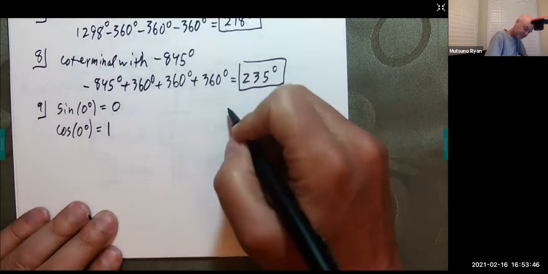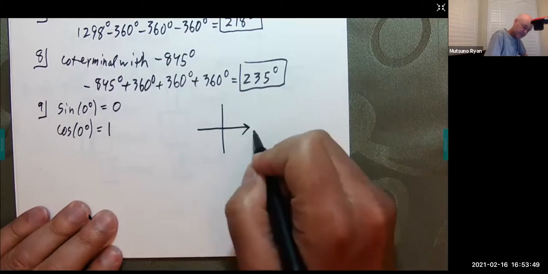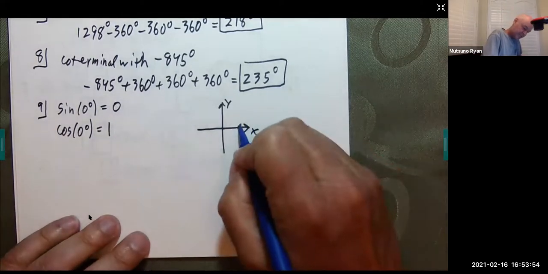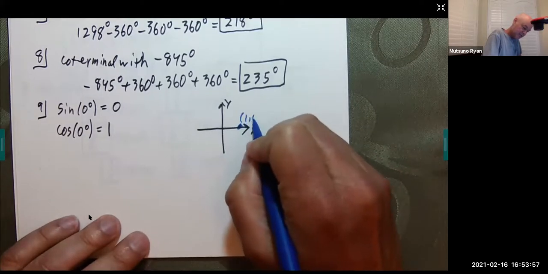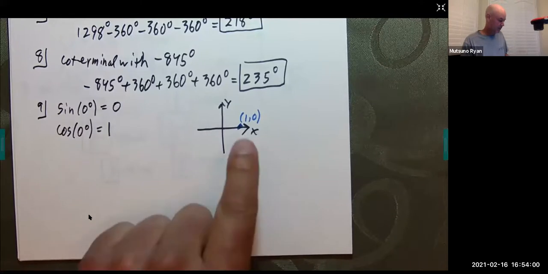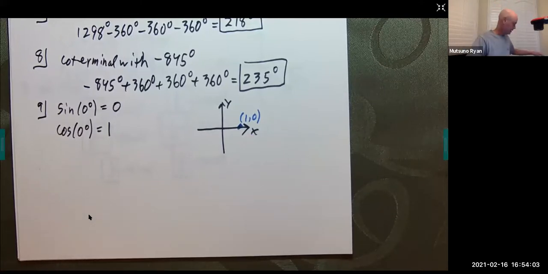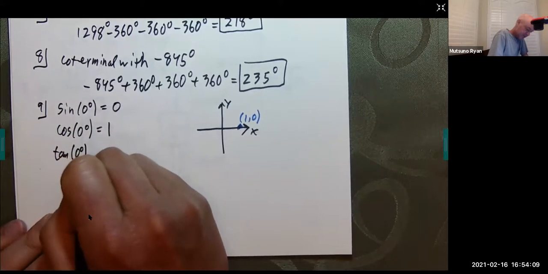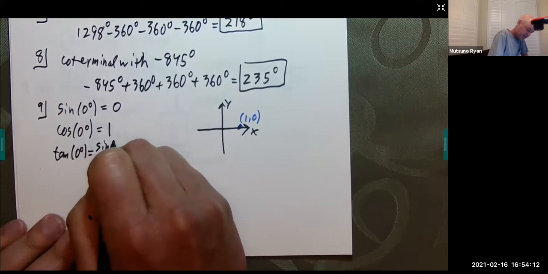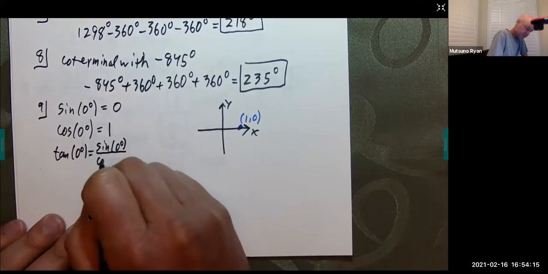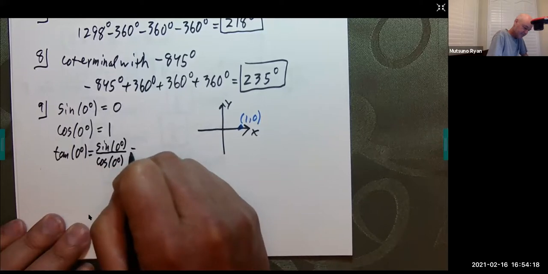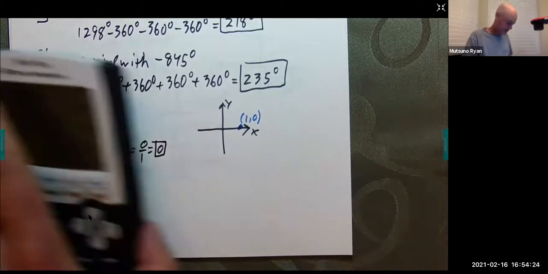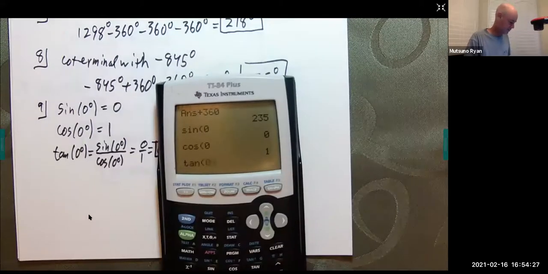Cosine of 0 is 1. And one of the reasons for that: if I'm on the unit circle, I'm on this point right here, and this point actually is 1, 0. And remember, it's cosine, sine. The tangent of 0 degrees is sine of 0 degrees over the cosine of 0 degrees. 0 over 1, which is 0. We can see tangent of 0 is also 0.